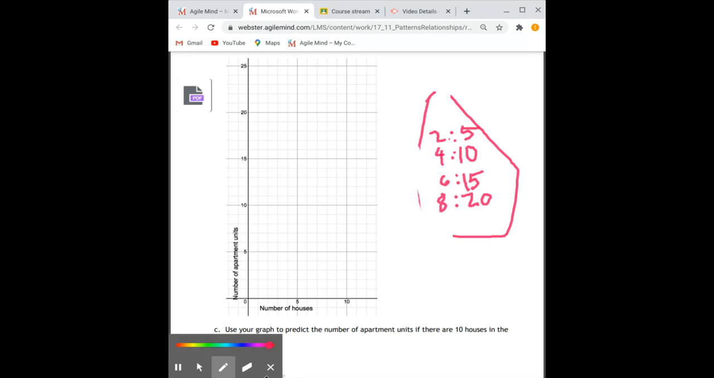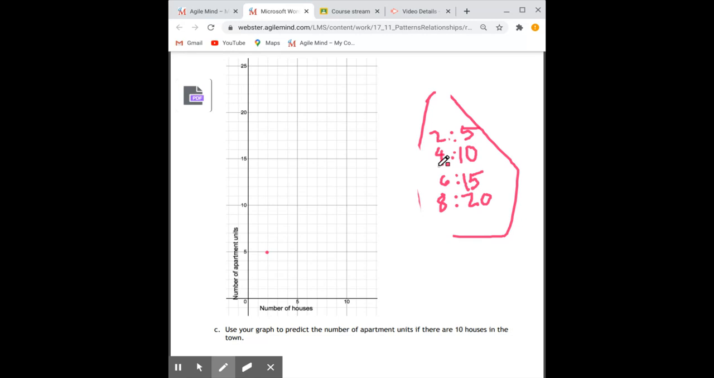So tell me how I would graph the first one, Hagen. I start where? At 2. Nope. I start at 0 and go over to 2. Then I go up how many times? 5. Good job, Hagen.